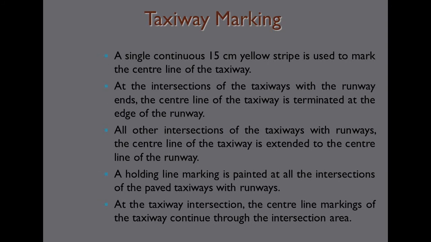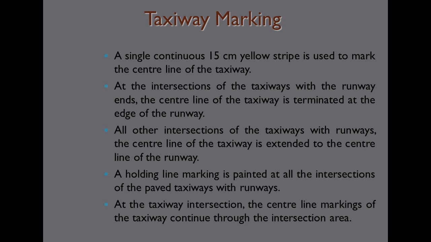Taxiway marking. A single continuous 15 cm yellow strip is used to mark the center line of the taxiway. At the intersection of the taxiways with the runway ends, the center line of the taxiway is terminated at the edge of the runway. At all the other intersections of the taxiways with the runways, the central line of the taxiway is extended to the central line of the runway.